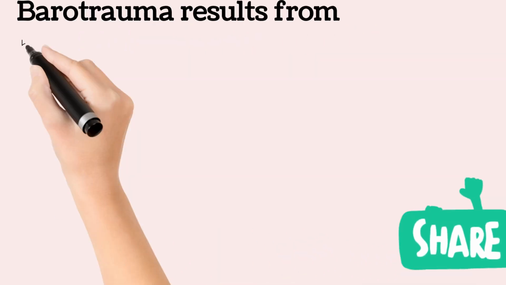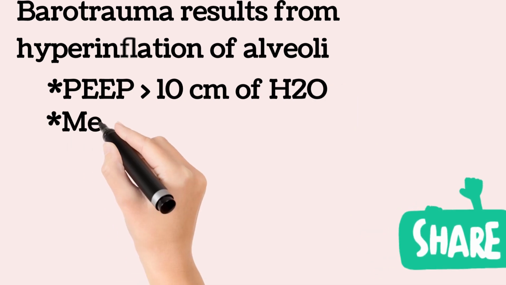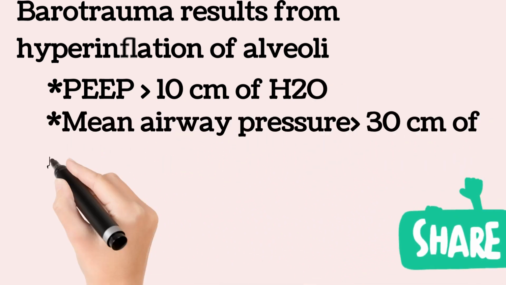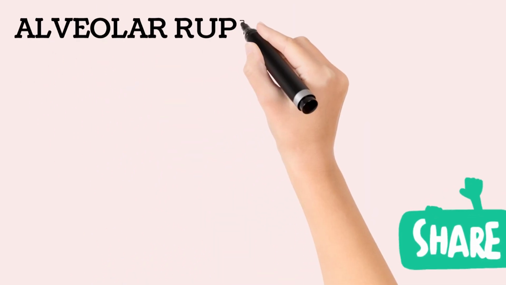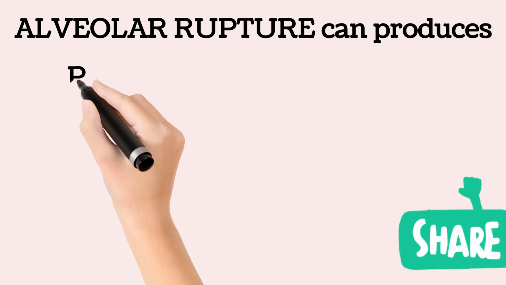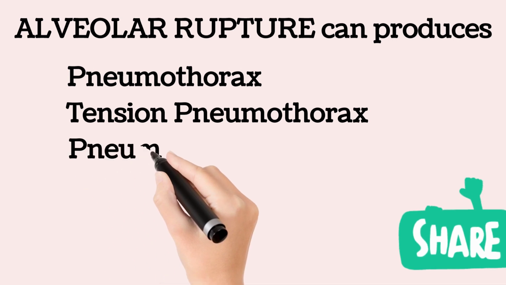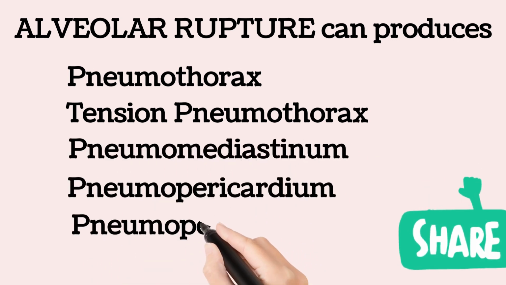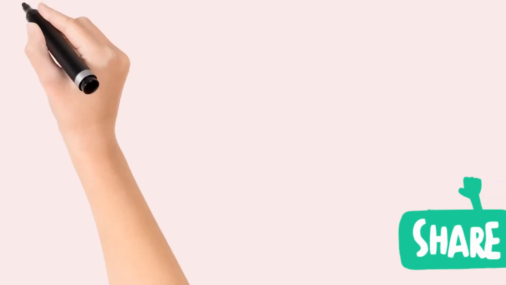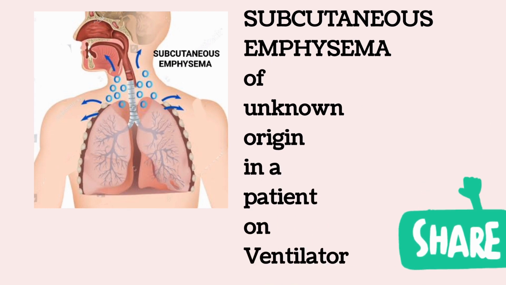PEEP greater than 10 cm of H2O, or mean airway pressure more than 30 cm of H2O, or peak inspiratory pressure more than 50 cm of H2O is associated with an increased incidence of alveolar rupture or barotrauma. Alveolar rupture can produce pneumothorax, tension pneumothorax, pneumomediastinum, pneumopericardium and pneumoperitoneum. Subcutaneous emphysema or crepitus of unknown cause should always be interpreted as a sign that barotrauma has occurred.